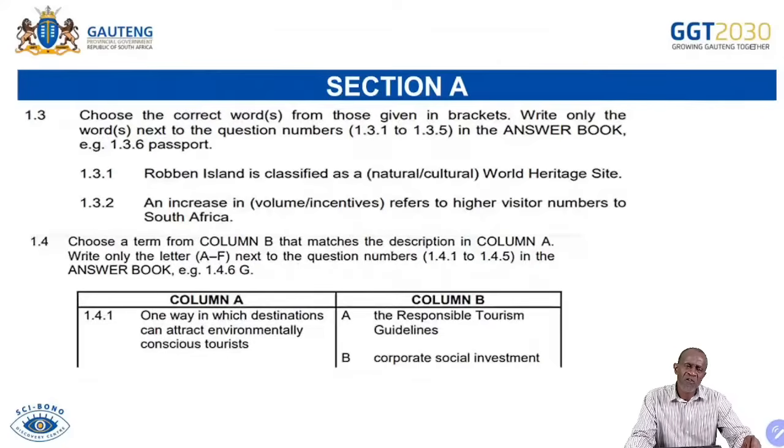So please follow the numbering that is presented on the question paper, so that you don't confuse the person who will be processing your script after writing. So I just wanted to emphasize the aspect of numbering. So 1.3.1, Robben Island is classified as a natural/cultural World Heritage Site.